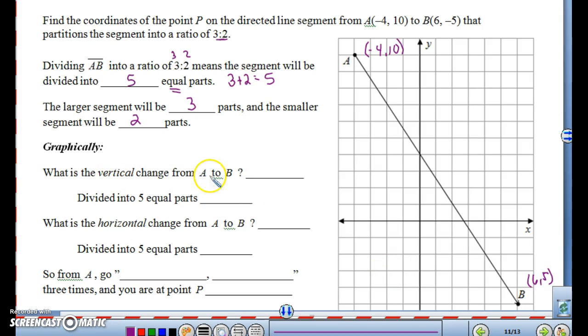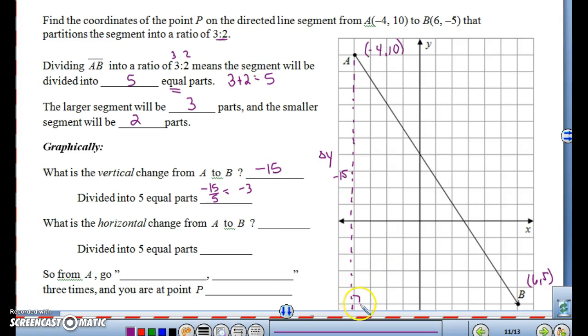So what is the vertical change from A to B? When I go from A to B, I want to go down like this, and that's my vertical change. So that would be delta y. Now what is my value of delta y? My vertical change is going to be negative 15 because I'm going down 15. Now, if I want to divide this vertical change into 5 equal parts, I would divide it by 5. So it would be negative 15 divided by 5. So my vertical change for each equal part is going to be minus 3.